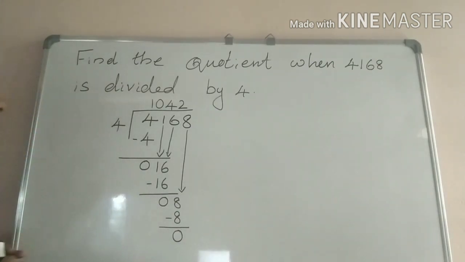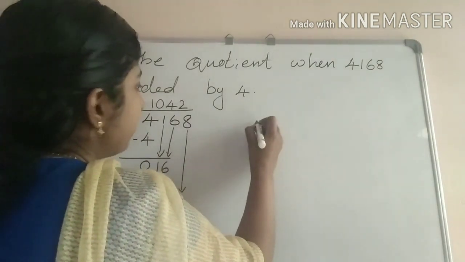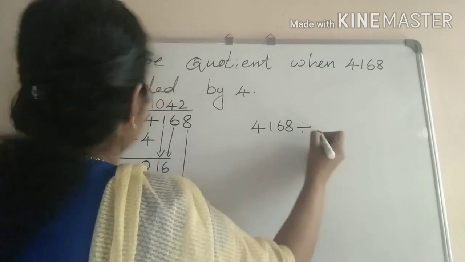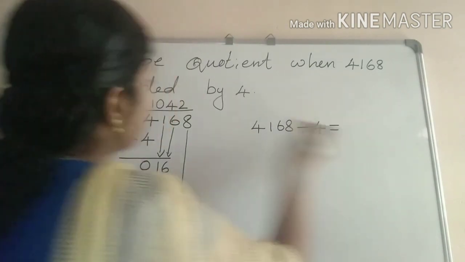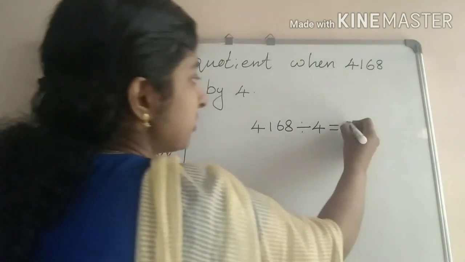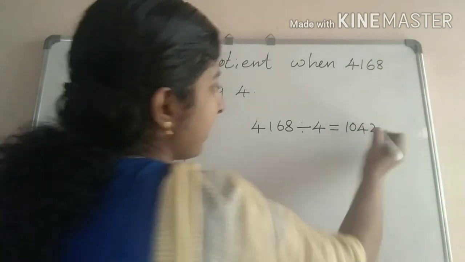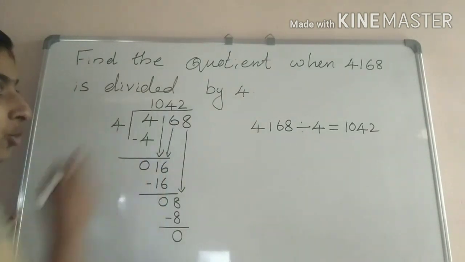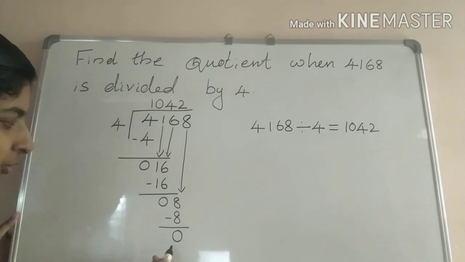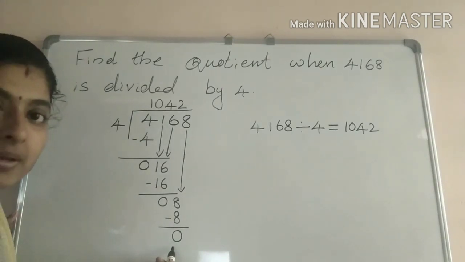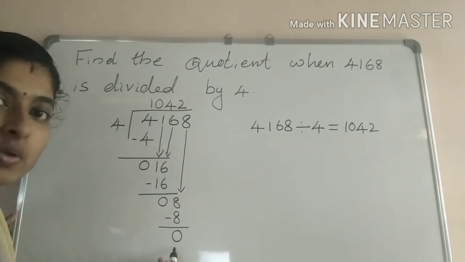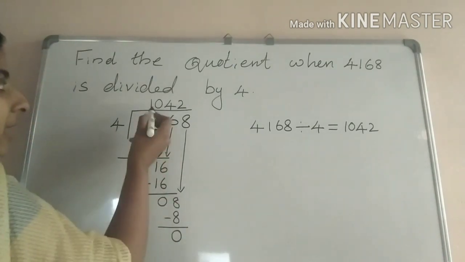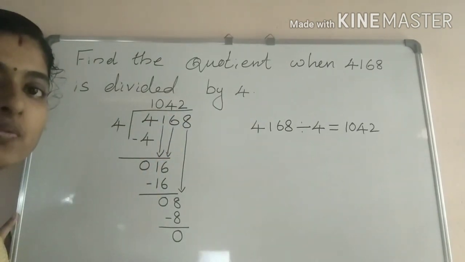Okay. Here what is the answer? Dividend is 4168 divided by 4 is equal to, what is the answer? 1042 is the answer. Here the quotient is 1042 and no remainder. Remainder is 0. So no remainder, no balance. So no remainder and quotient is 1042.